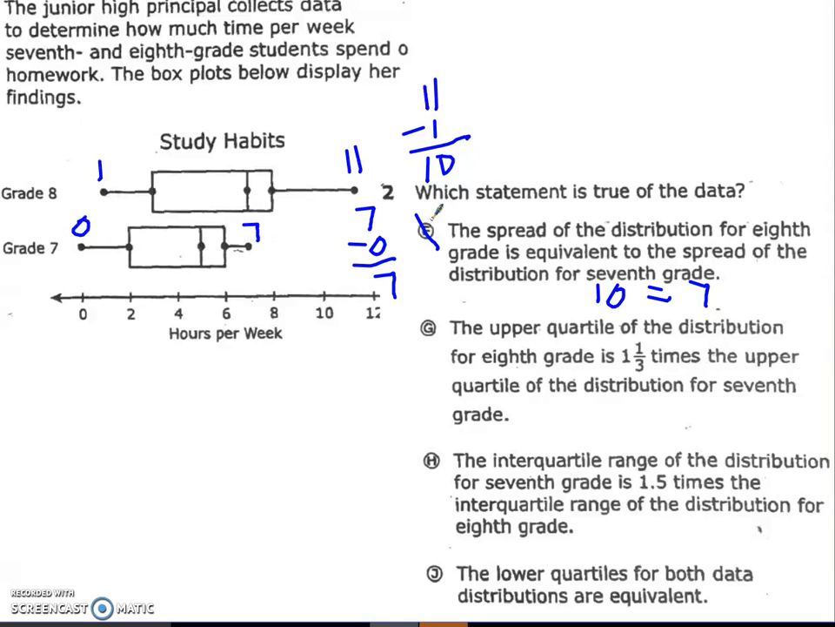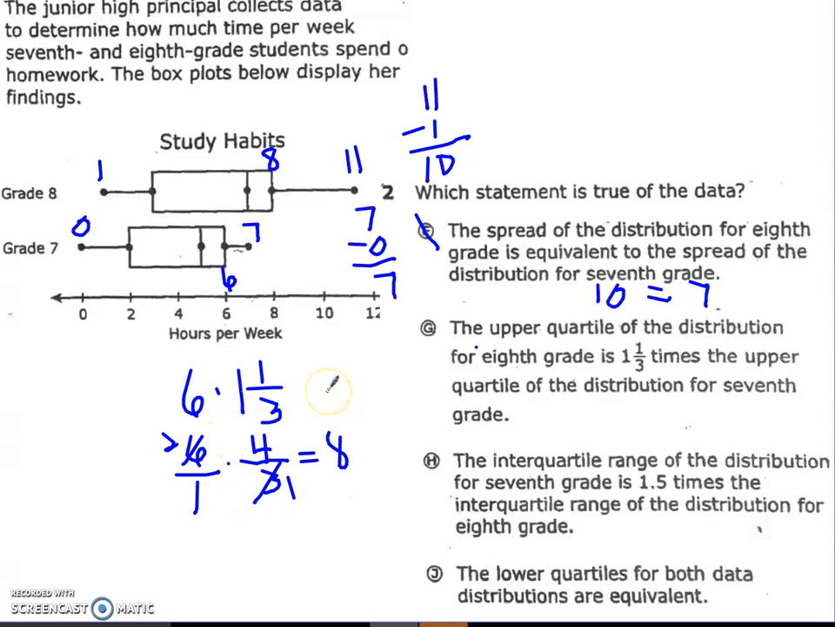Okay, the upper quartile of the distribution for 8th grade is 1 1/3 times the upper quartile of the distribution for 7th grade. Okay, so if we did the upper quartile, this is 6 and this is 8. 6 times 1 1/3, got to make it math. 3 times 1 is 3 plus 1 is 4. So we're going to say 3 divided by 3 is 1. 6 divided by 3 is 2. 2 times 4 is 8. Yes, that is true.